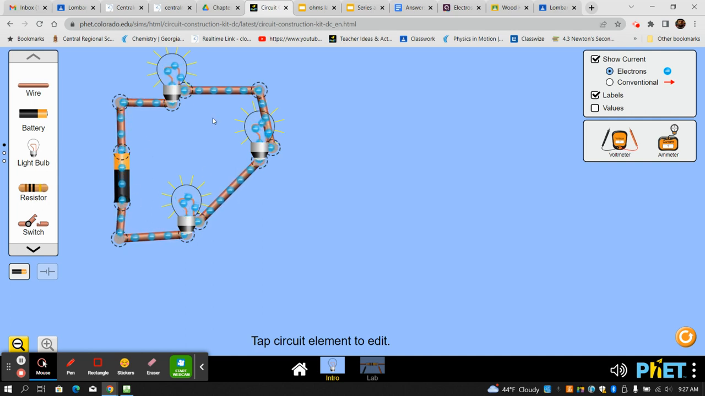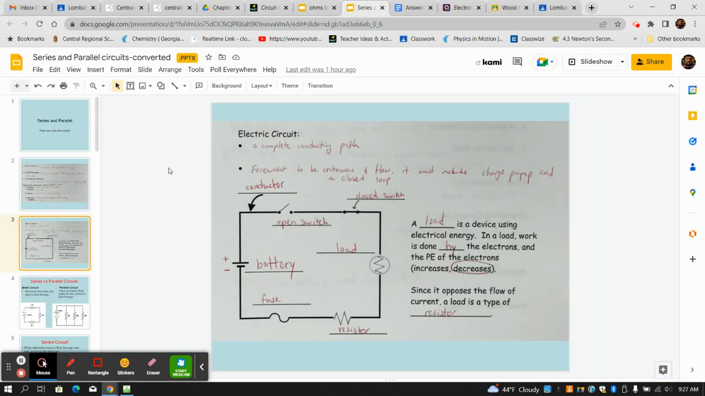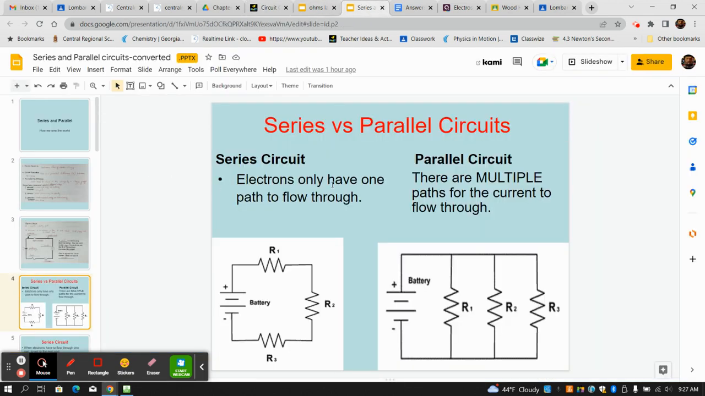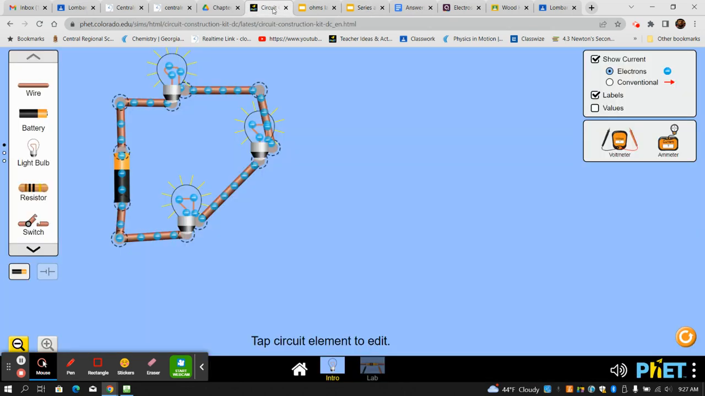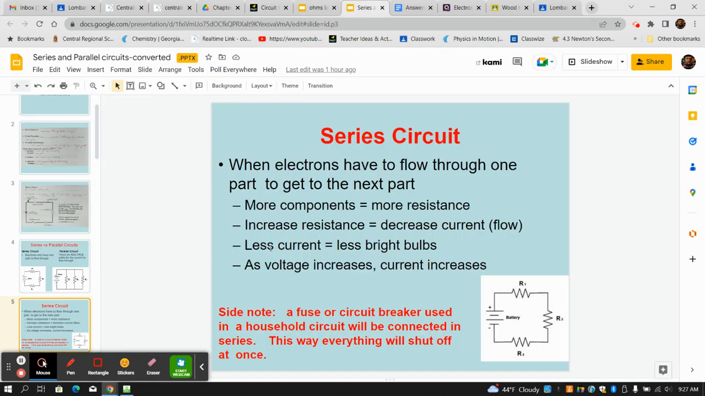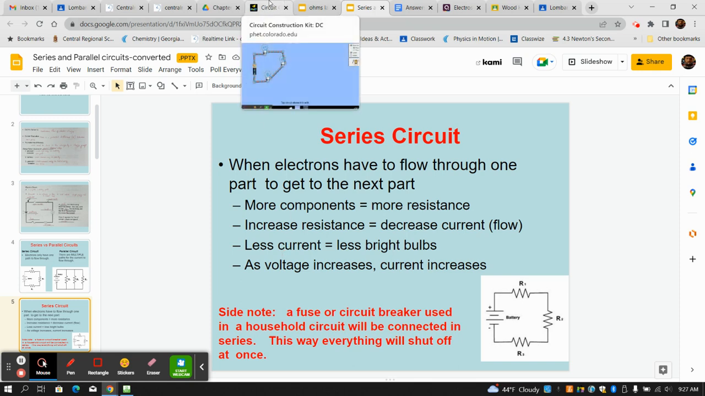So in a series circuit, electrons only have one path to flow through. So when that happens, more components is equal to more resistance. More resistance is a decrease in our current, the rate at which these electrons are moving through it. Less current would be less bright light bulbs. And then as the voltage increases, the current increases.